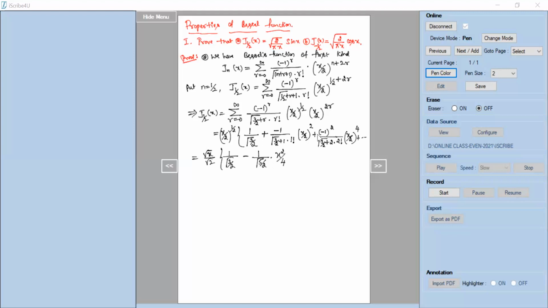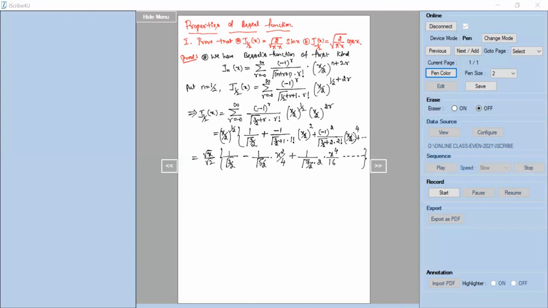Next, coming to the next term, minus 1 whole square becomes plus. So plus into this, it is plus 1 by gamma 3 by 2 plus 2, that is 2 into 4, 2 is the LCM. 4 plus 3, 7. Gamma 7 by 2 into 2 factorial is 2 here. This term becomes x power 4 by 2 power 4. 2 power 4 was 16.